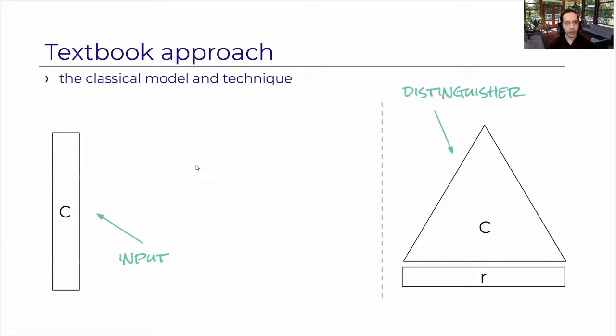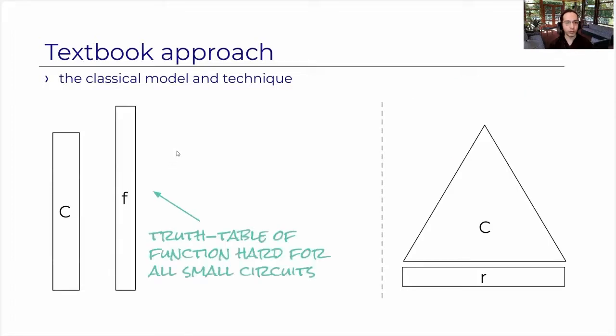So here is a visualization. On the left, we have the input C, and on the right, we have the distinguisher, which is the same input C, which gets strings R. So we look at the input C, and what do we do? If you open up a textbook and look at the hardness versus randomness approach, the classical one. Well, first, we compute a truth table of a function that is hard for all small circuits. This truth table is F.